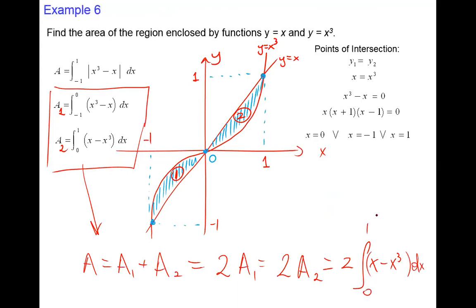From 0 to 1. I think the second one, the bottom one, is also easy. Okay, that's mean that I didn't compute this. We can compute x squared over 2, x to the power of 4 over 4. 1/2 minus 1/4. 1/4 times 2. Oh, I almost forgot. Okay, 1/2 is the final answer.